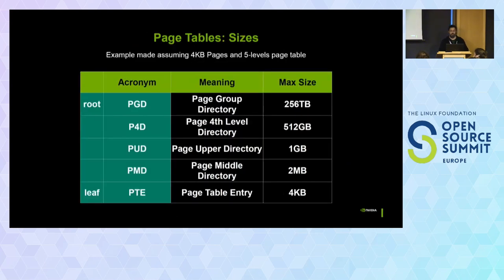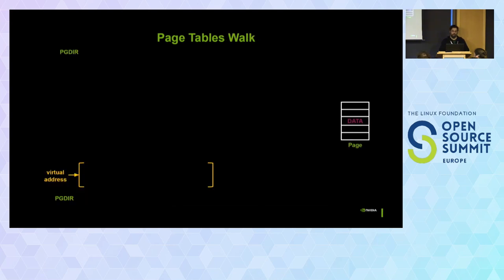In a full implementation of a page table, you have five levels, and this is how they are named. And on the right side column, it's represented the addressable space from within that node of the tree.